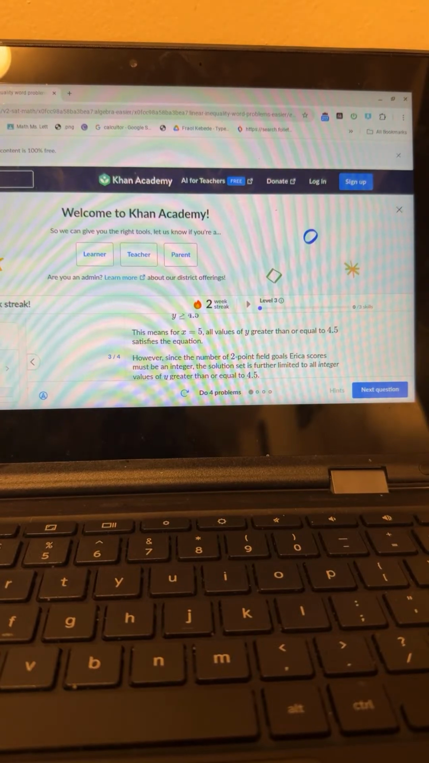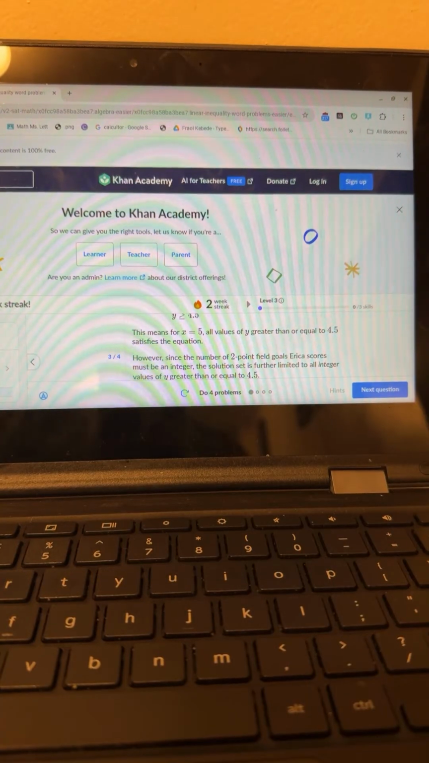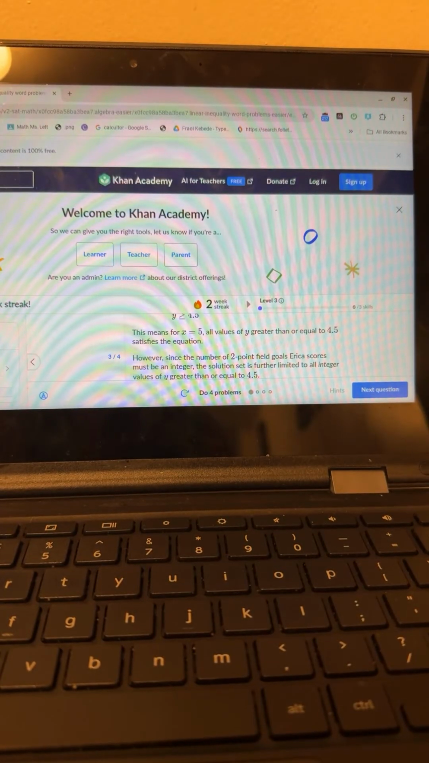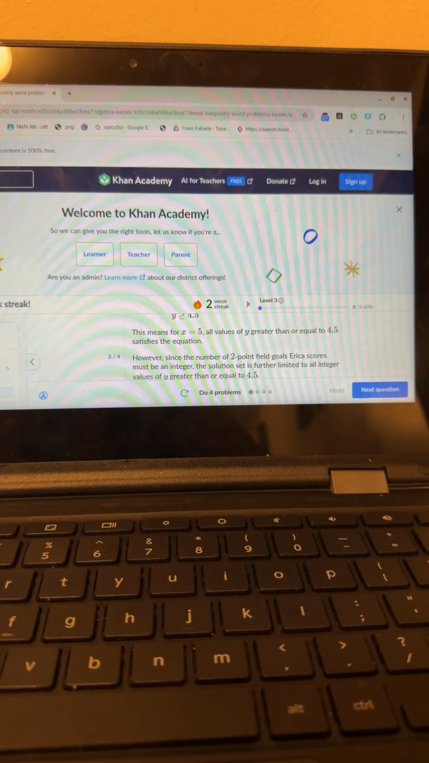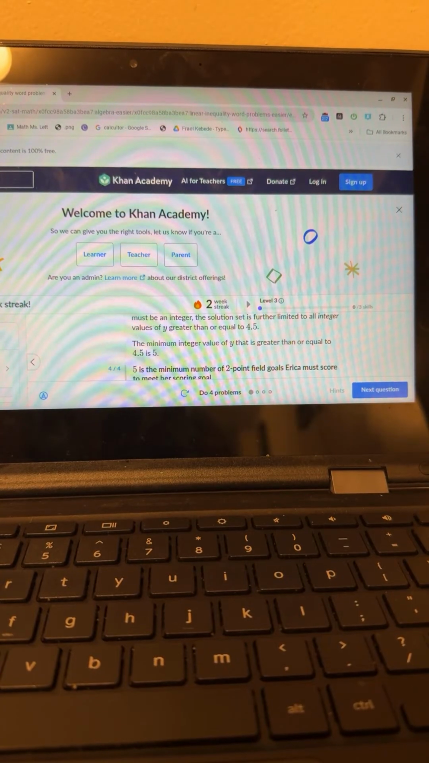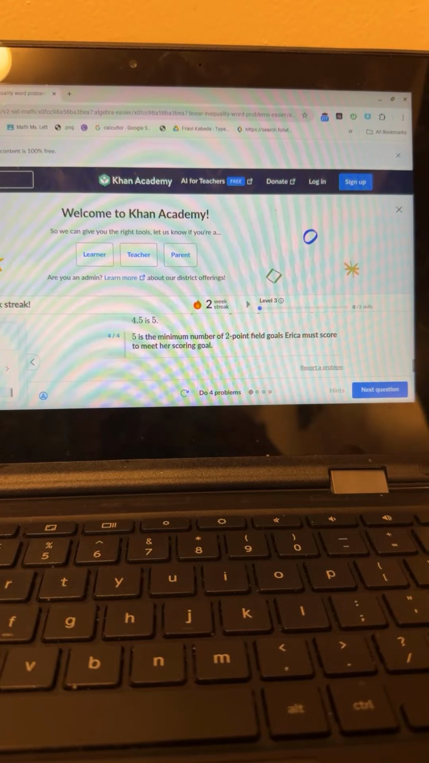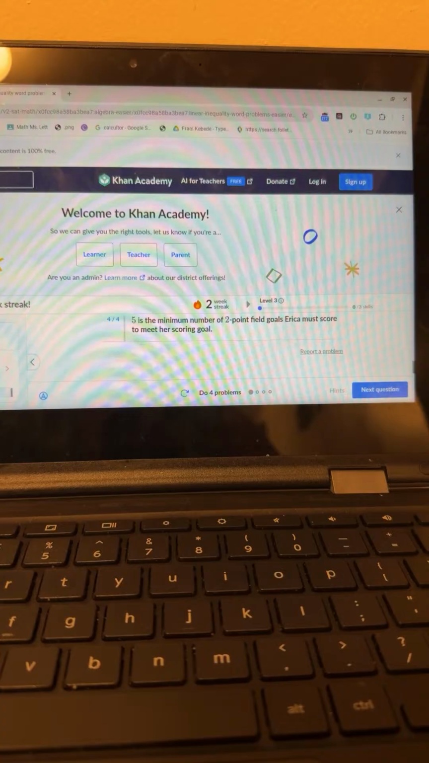However, since the number of 2-point field goals Erica scored must be an integer, the solution is further limited to all integer values of y greater than or equal to 4.5. The minimum integer value greater than or equal to 4.5 is 5. So 5 is the minimum number of 2-point field goals Erica must score to meet her scoring goal.